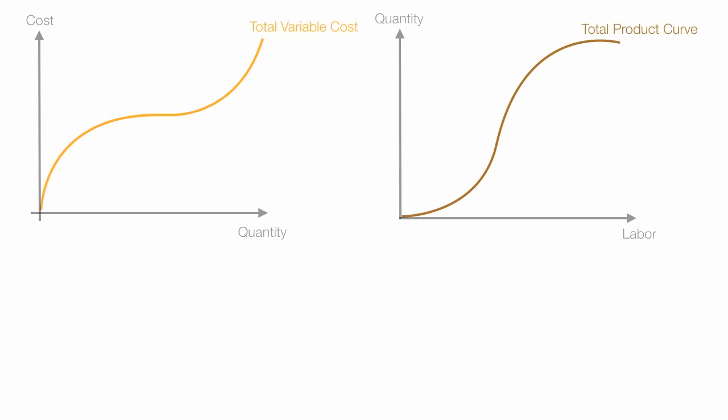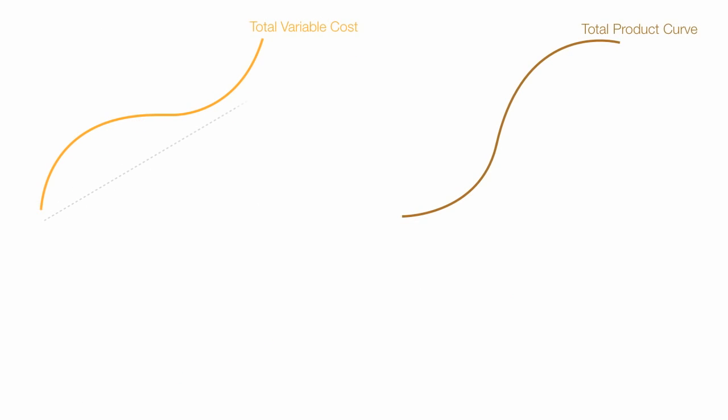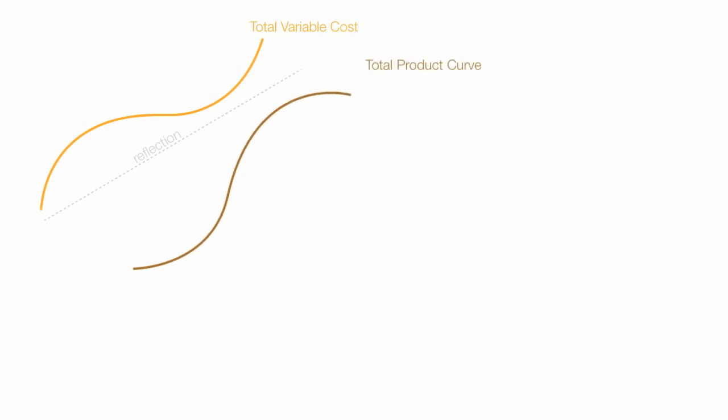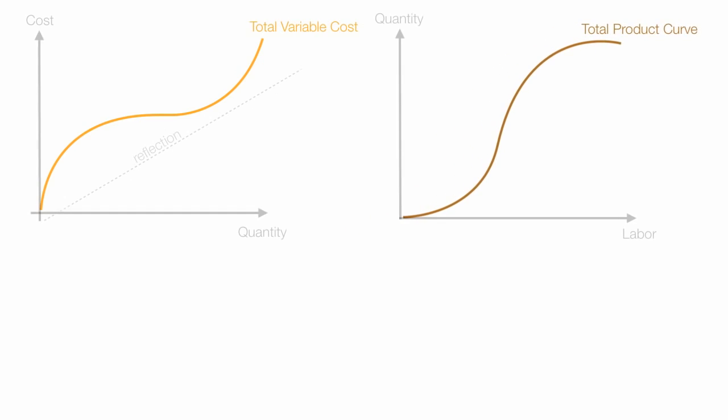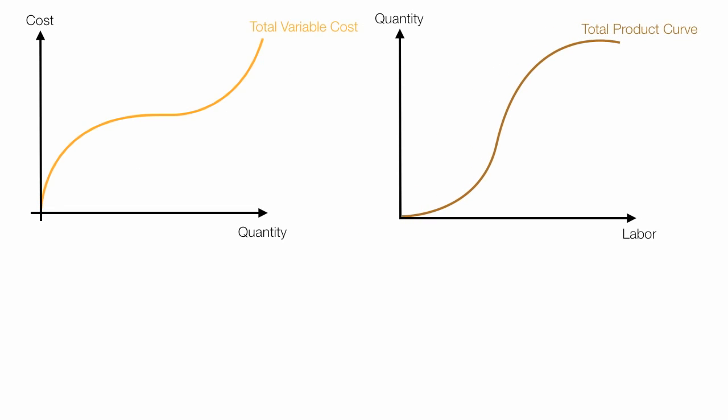Now if I compare the total variable cost curve and the total product curve, the total variable cost curve is a reflection of the total product curve. They're reflections of each other, I should say. This is what gives the curves their shape. Let me explain. Now if I look at this area, that's the same area there.